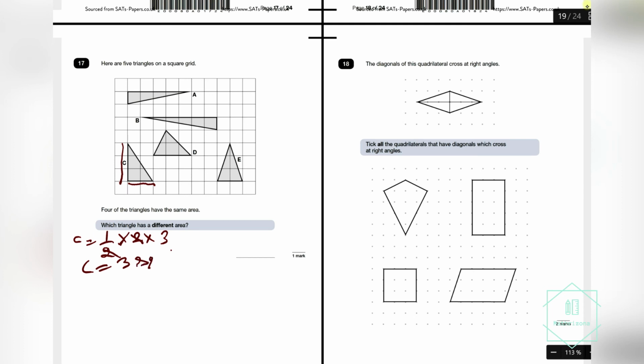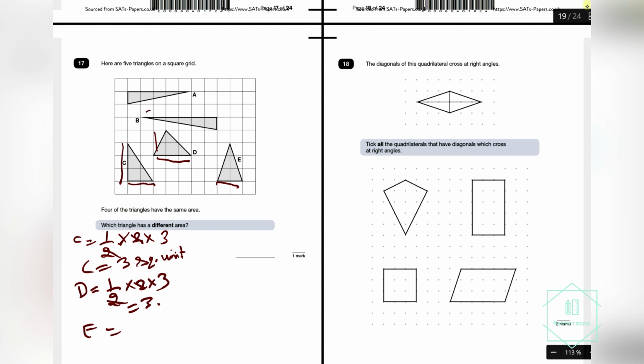So 3 square units. For D, we calculate the area. D has a base of 3 and a height of 2, so it's the same as 2 times 3 over 2, which is again 3. Okay. For E, we have 2 and 3, so we will get the same area, 3.